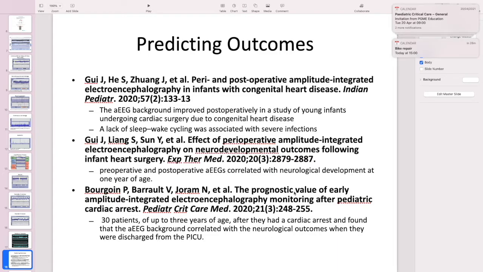The last one also looks at the prognostic value of early aEEG monitoring after pediatric cardiac arrest. And in this group, they looked at 30 patients up to 3 years of age who had had a cardiac arrest, and they found that the background EEG correlated quite well with neurological outcomes when they were discharged from the PICU. So it's certainly a very interesting area and one that needs to be researched more going forwards.